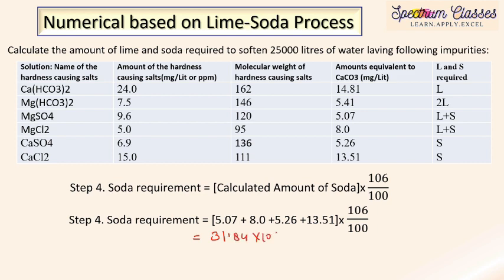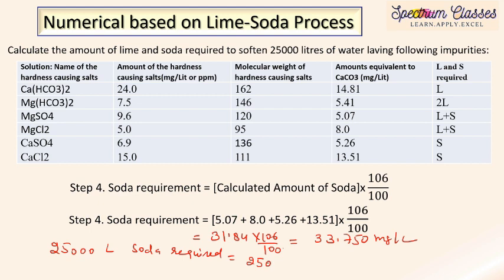31.84 into 106 divided by 100, and from here we are getting 33.750, and this is in milligrams per liter. For 25,000 liters, soda required is equal to 25,000 into 33.750, which will be equal to 0.843 kilograms. Okay, so in this way one can calculate.